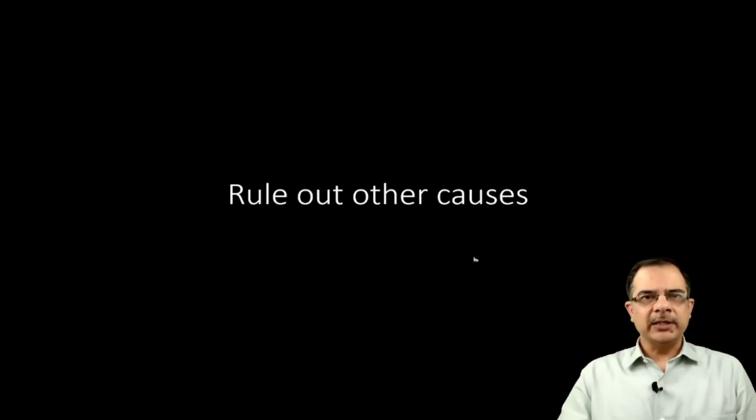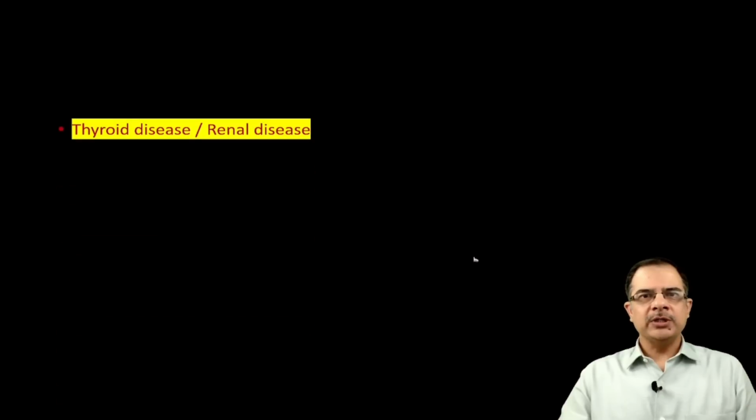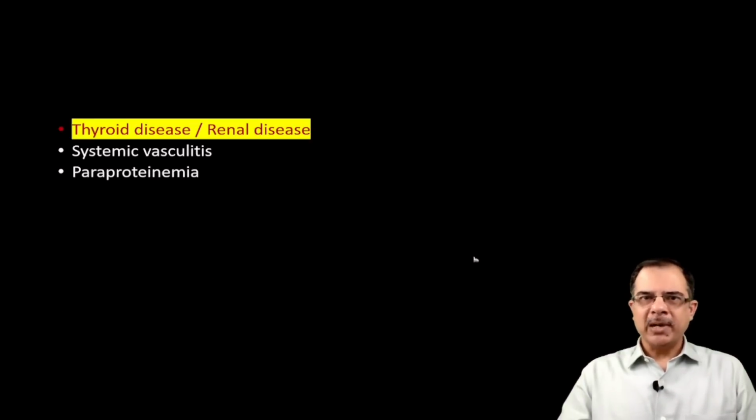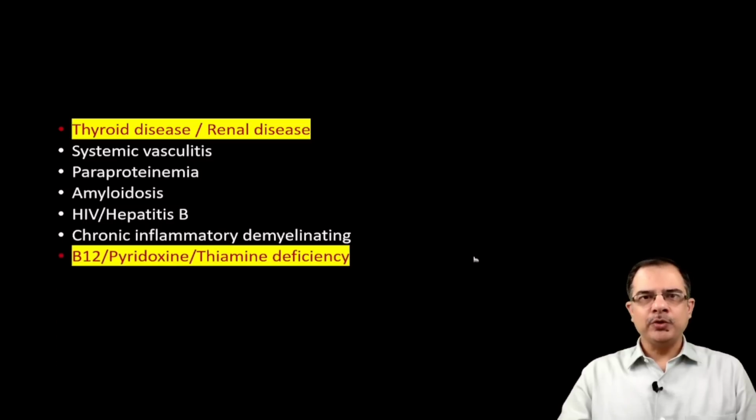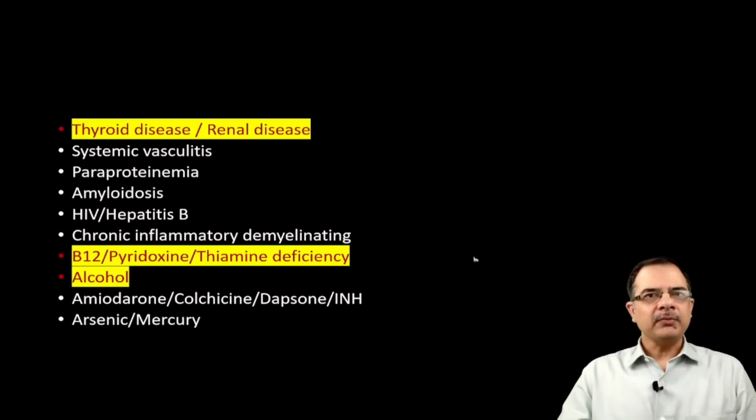But we have to rule out other important causes of the neuropathy because the treatment will be different. Other important causes are thyroid disorders like hypothyroidism and CKD patients, systemic vasculitis, multiple myelomas, amyloidosis, infections like HIV or hepatitis B infection, chronic inflammatory demyelinating polyneuropathy, B12, pyridoxine and thiamine deficiency, alcohol intake, drug intake like amiodarone, colchicine, heavy metals like arsenic or mercury.